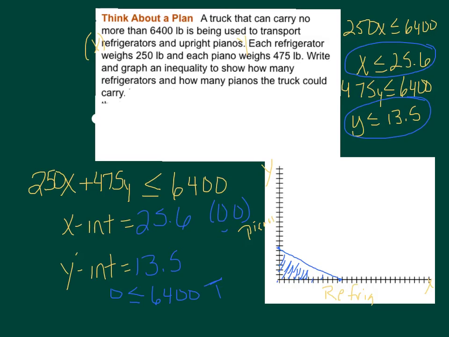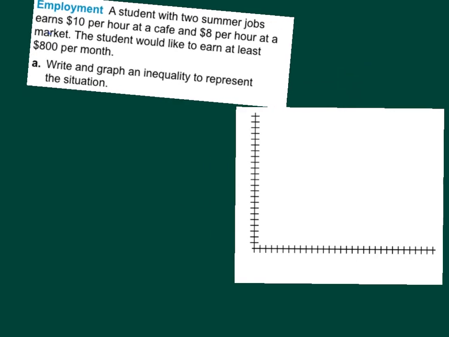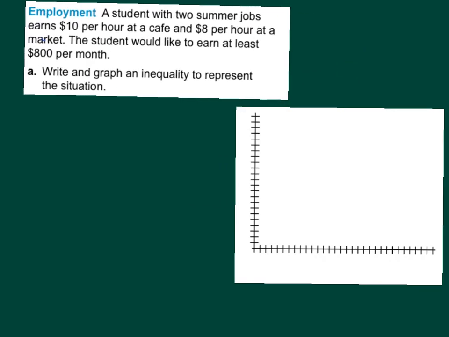Let's do another one. I'm going to make this a little smaller so I have more room. This one: a student has 2 summer jobs, earns $10 per hour at a cafe and $8 per hour at a market. The student would like to earn at least $800 per month.